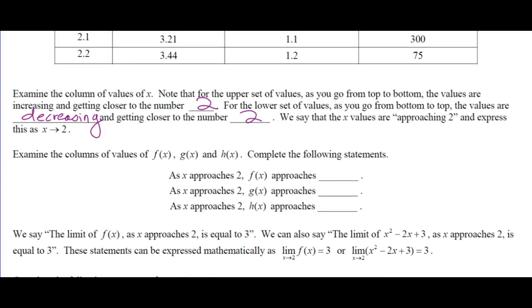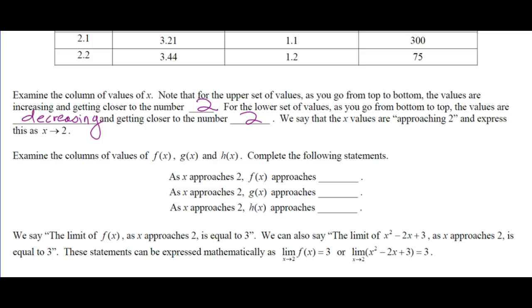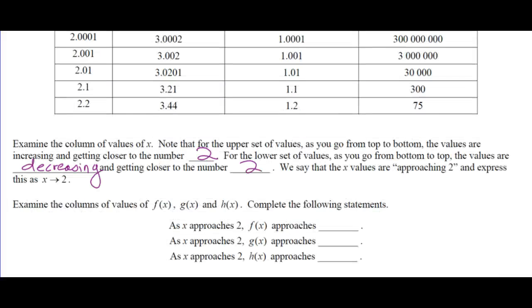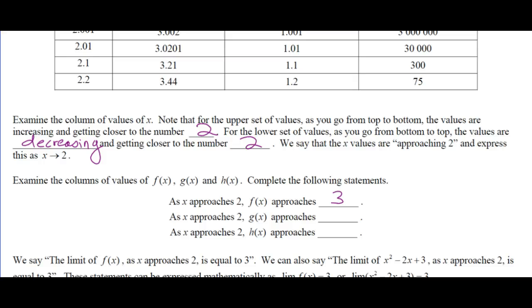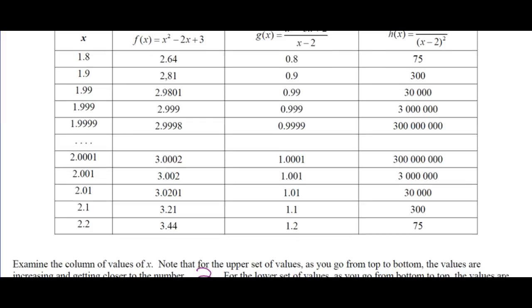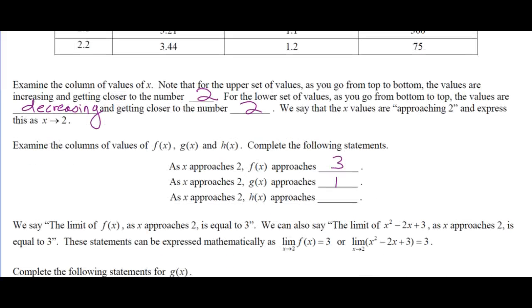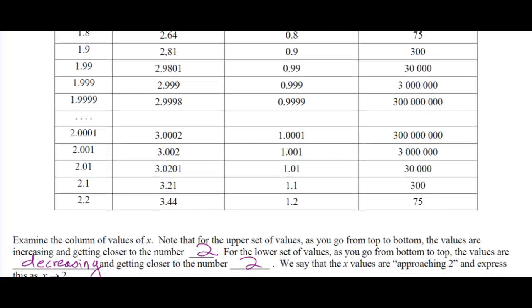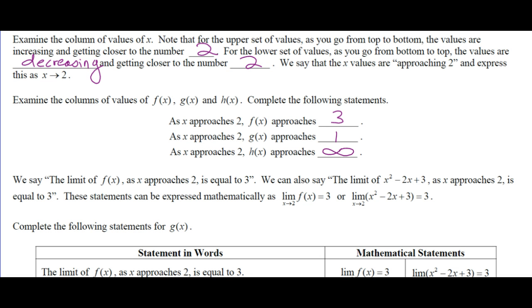Examine the columns of f of x, g of x, and h of x. Complete the following statements. As x approaches 2, f of x approaches... Say it out loud so that the audience can hear you. 3! Thank you. For g of x, the values approach 1. And for h of x, the values approach infinity and beyond. Although there are just different infinities, as Cantor first postulated and then proved.